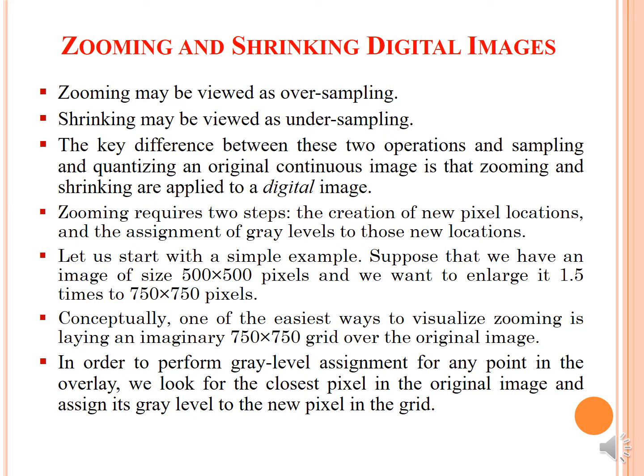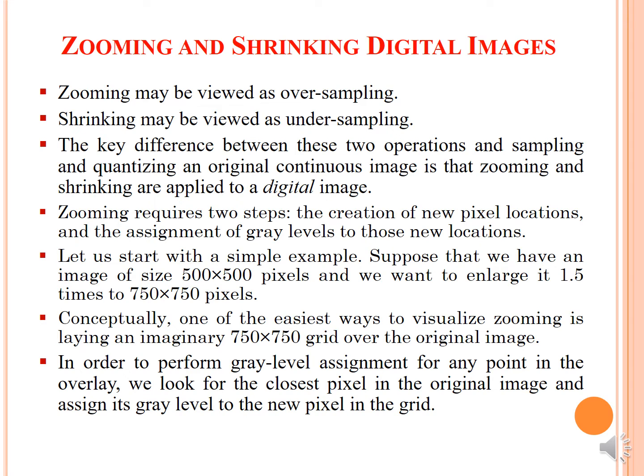First, we will see zooming and shrinking digital images. Zooming may be viewed as oversampling, while shrinking may be viewed as undersampling. The key difference between the two operations and sampling and quantizing an original continuous image is that zooming and shrinking are applied to digital image. Zooming requires two steps: the creation of new pixel locations and the assignment of gray levels to those new locations.